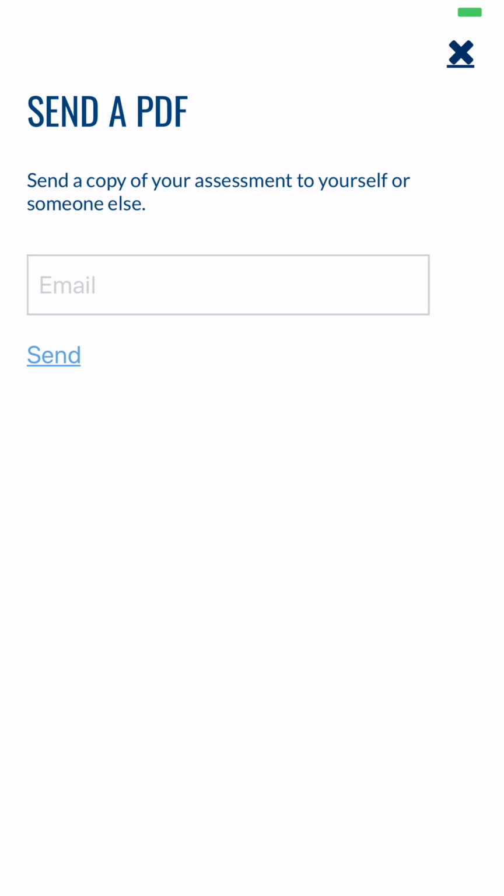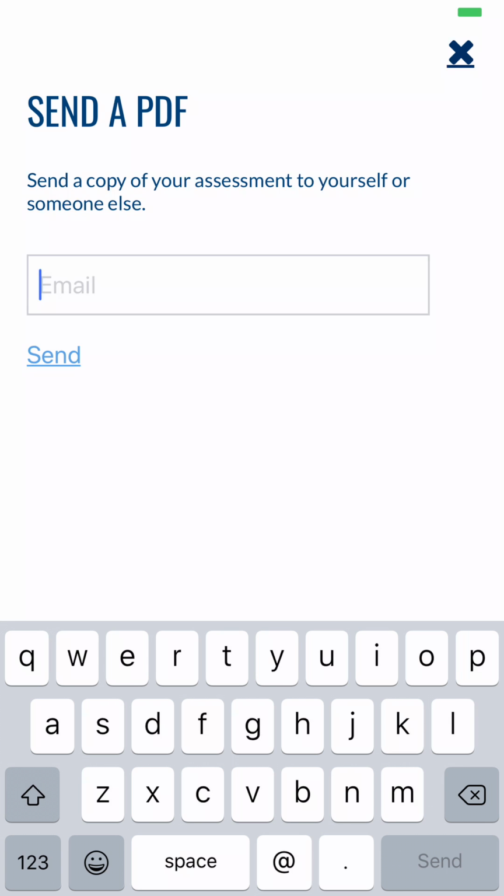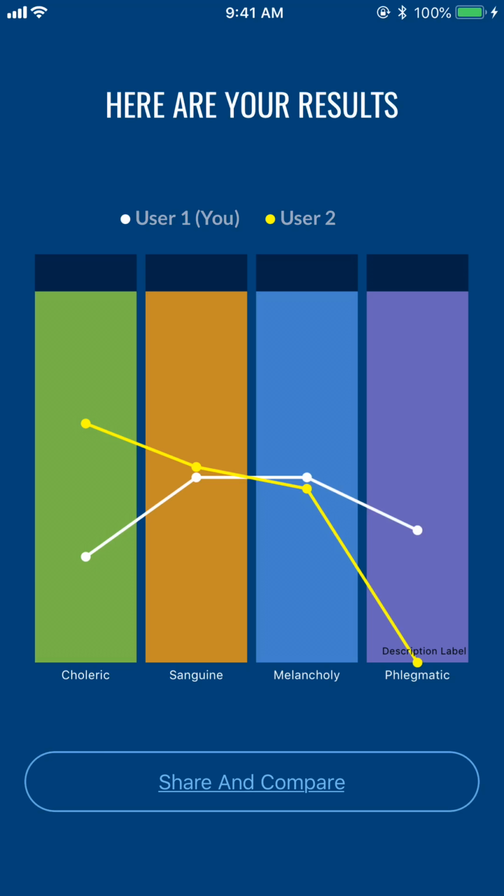Now I can do some other things with my results. I can send a PDF. So if I type in here, let's say my email address or your email address or the email address of somebody else, I can send it to that person. And I will get the bar graph and I'll get the narrative summary. And it'll all come in a PDF to whoever you send the email to. So that's fundamentally how it's working, right? And from there you can do all sorts of variations on it.